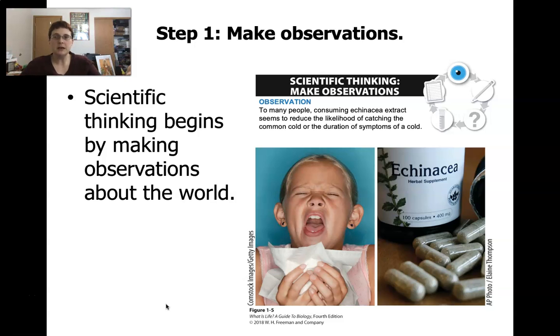So first step in the scientific method, make observations. Like I said in the previous lecture, you're a scientist. So you start off making observations. We're going to use the example here for this, going through the scientific method with echinacea.